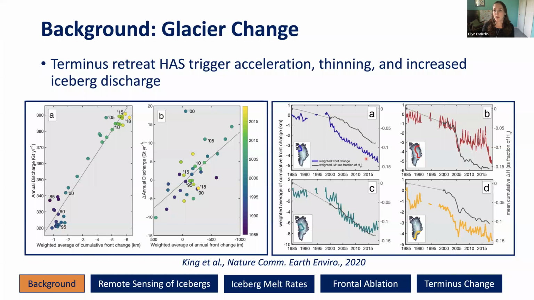Her figures over here on the right show elevation profiles as the solid gray lines, and terminus change profiles as the squiggly colored ones. What I want you to see, again, is that as the terminus is retreating, these glaciers are thinning. So we see an increase in acceleration, thinning, and an increase in discharge when terminus retreat happens.